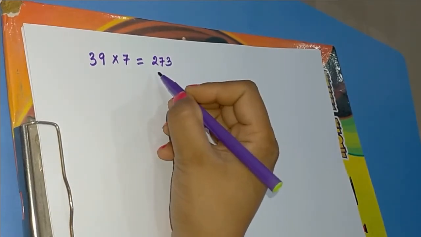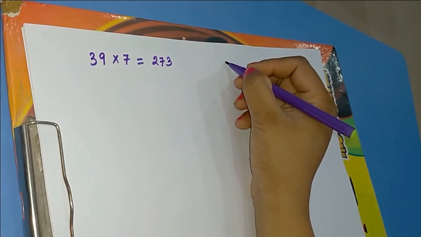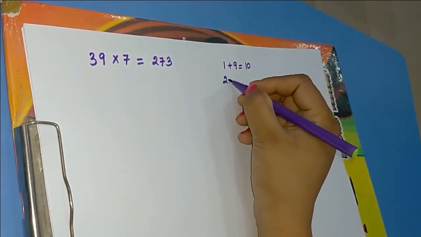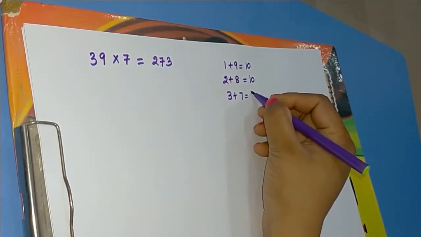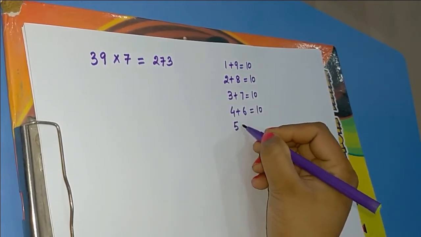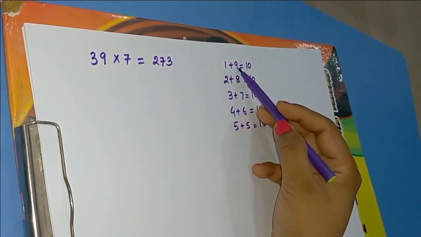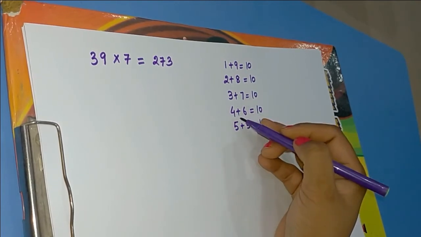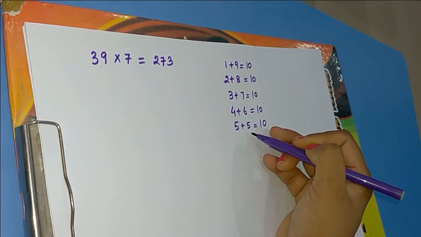To solve these questions, we need to remember the pair of 10. Pair of 10 means when we add 1 with 9, we get 10. When we add 2 with 8, we get 10. 3 plus 7, that is 10. 4 plus 6, that is 10. And 5 plus 5 is 10. So here we can say that 1 and 9 are the pair, 2 and 8 are the pair, 3 and 7 are the pair, 4 and 6 are the pair, and 5 is pair of itself.